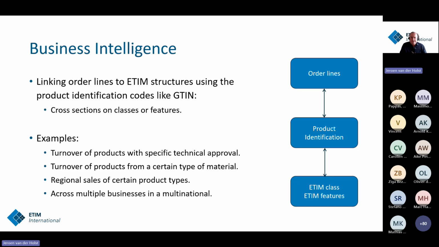But with ETIM classified product data, you can do so much more, like creating business intelligence cross-sections in your sales data. You have your order lines with product IDs, and these product IDs are tied to classification IDs. Therefore, you can create a profile based on a filter built on a collection of ETIM classes and specific feature settings. That way, you can do all kinds of cross-sections and monitor the turnover and profitability of these groupings.